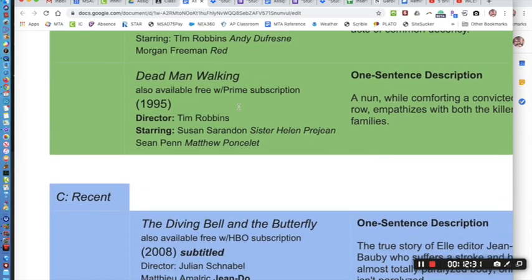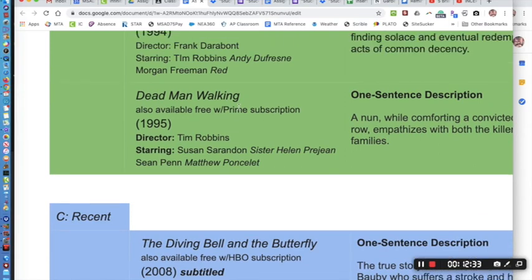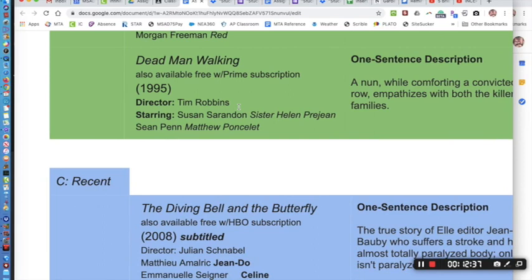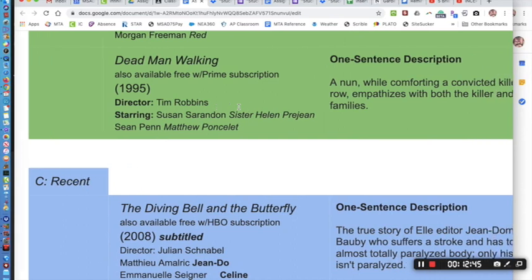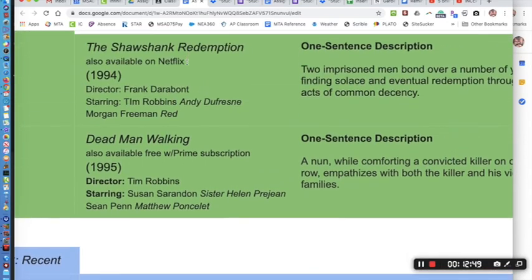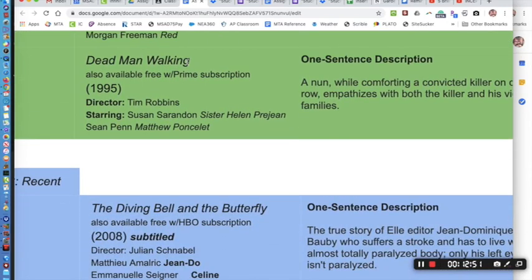This one was actually directed by Tim Robbins in 1995, so it's the next year. I don't know if Tim Robbins got in his head after playing a prisoner that he wanted to direct a movie about prison, but this was right afterwards. A few of the same actors are in both Shawshank Redemption and Dead Man Walking. Dead Man Walking stars actually Tim Robbins' wife, Susan Sarandon, as Sister Helen Prejean.